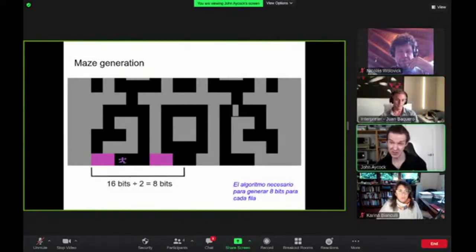And of the 16 bits, each one is duplicated. So the maze algorithm very cleverly needs to only select 8 bits for a new maze row.